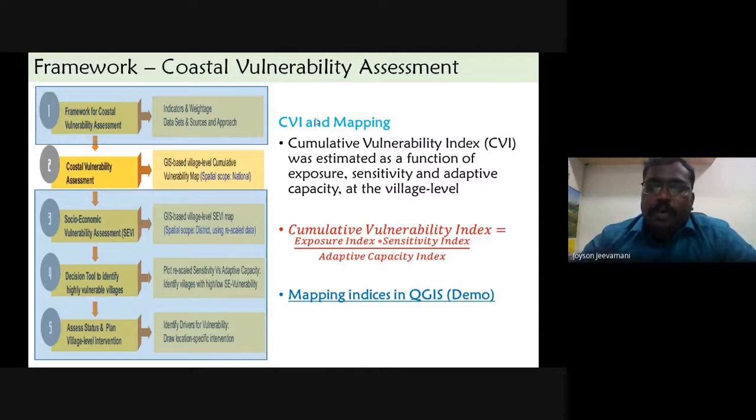So this is the relation. We derived a formula to determine the cumulative vulnerability index: exposure index multiplied by sensitivity index, divided by the adaptive capacity index. For each village and town, we have these three indices. The exposure index and the sensitivity index are multiplied and divided by the adaptive capacity index, and they were mapped. I will show how we did the mapping in QGIS, so that you can also do the mapping. It is done in QGIS, so I will share my screen.